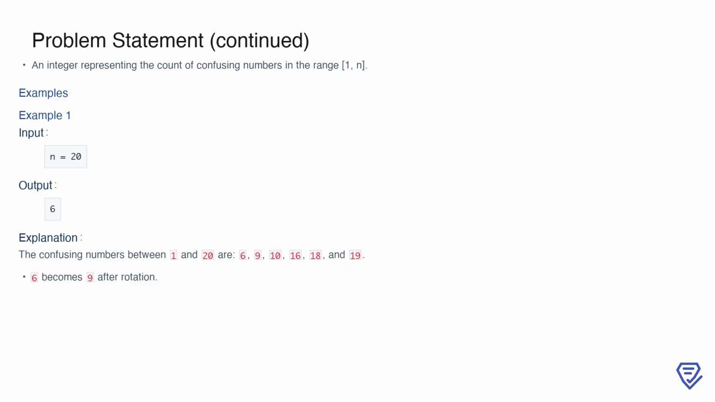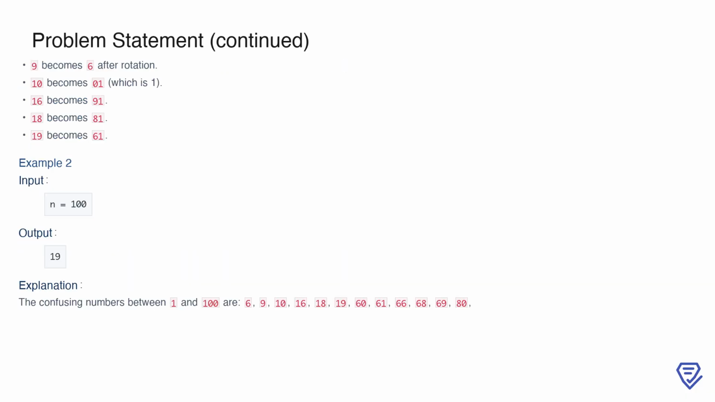If n equals 20, the confusing numbers in this range are 6, 9, 10, 16, 18, and 19. For instance, the number 6 transforms into 9 when rotated, and since the result is different from the original number, it qualifies as confusing. Similarly, 9 becomes 6 when rotated, which also meets the criteria. Looking further, the number 10 rotates to form 01, which is essentially 1, a different number, so it's confusing as well. Then we have 16, which rotates to 91, 18 to 81, and 19 to 61. All these results are different from their original numbers, making them valid confusing numbers.